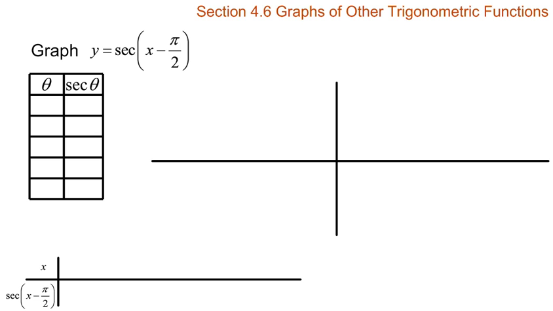All right, so let's go ahead and first start with our critical points. Negative pi over 2, negative pi over 3, 0, pi over 3, and pi over 2. And that's undefined, 2, 1, 2, and undefined.